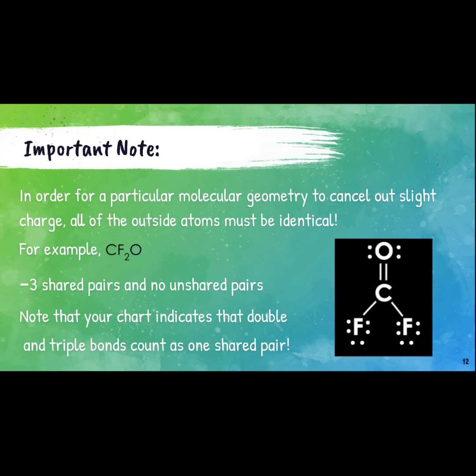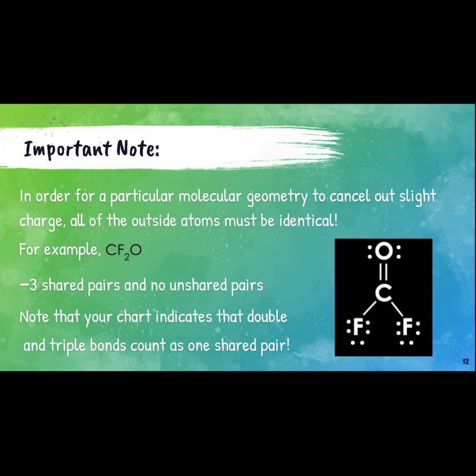It's also important to note, in order for a particular molecular geometry to cancel out slight charges or partial charges, all of the outside atoms have to be identical. So part of being symmetrical includes having the same elements on the outside. So here's an example, CF2O. This has 3 shared pairs and no unshared pairs around that carbon.